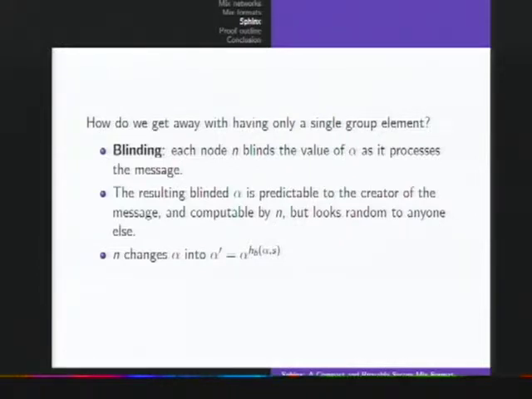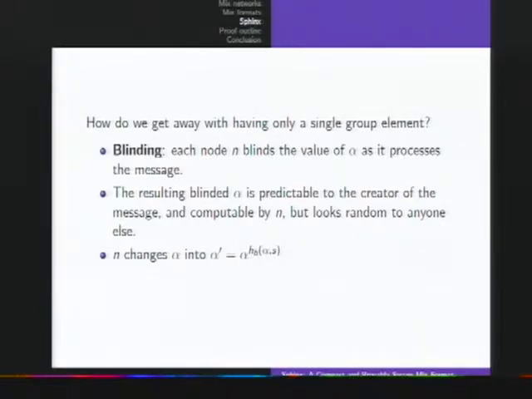So basically it means that Alice and the node can both predict what the output alpha will be given the input alpha, but no one else can predict that. To everyone else it looks random. Okay? So the way this works is that the node n changes alpha by raising it to the power of a hash of alpha and the shared secret s. So note that only Alice and the node know this shared secret s by the security properties of Diffie-Hellman.